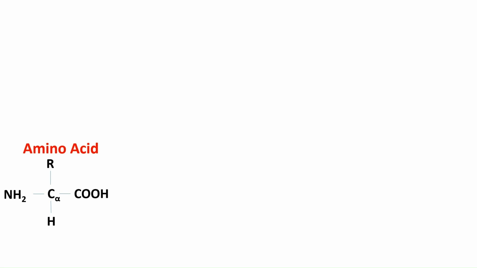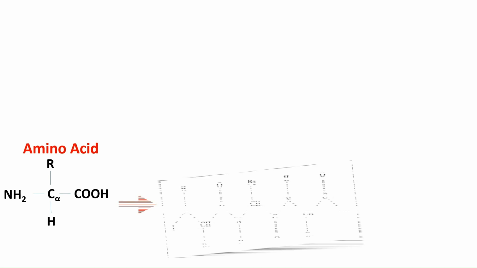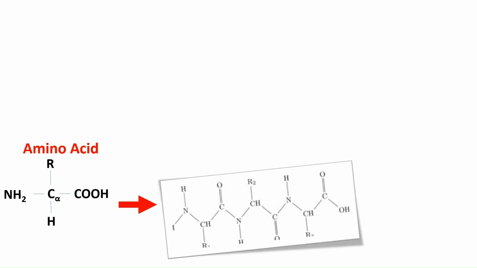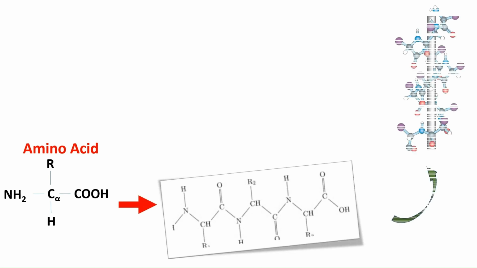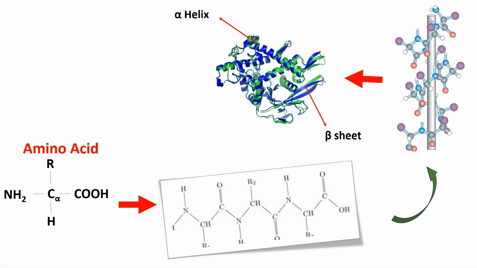Dear students, in this video we will discuss the Ramachandran plot. Each amino acid has an alpha amino group and an alpha carboxyl group. Many amino acids join together to form a polypeptide chain, which is then twisted or folded into a secondary structure of the protein, in which there are alpha helix and beta sheets.